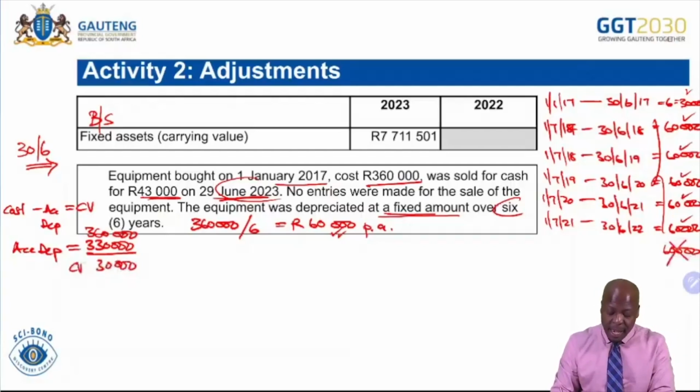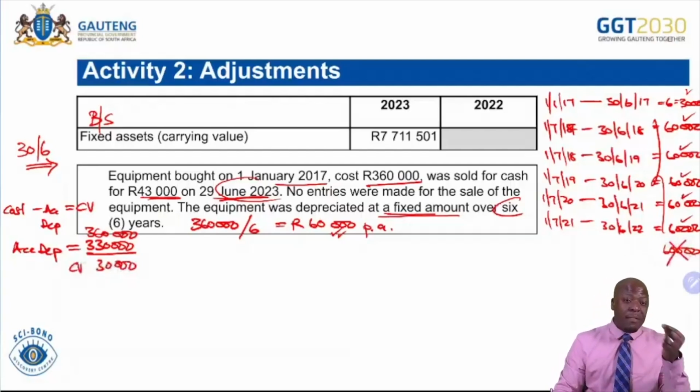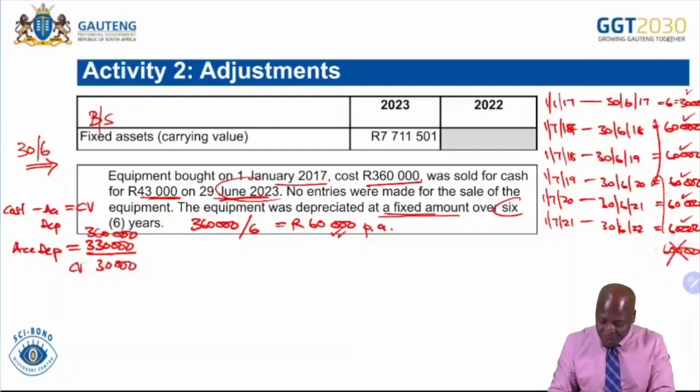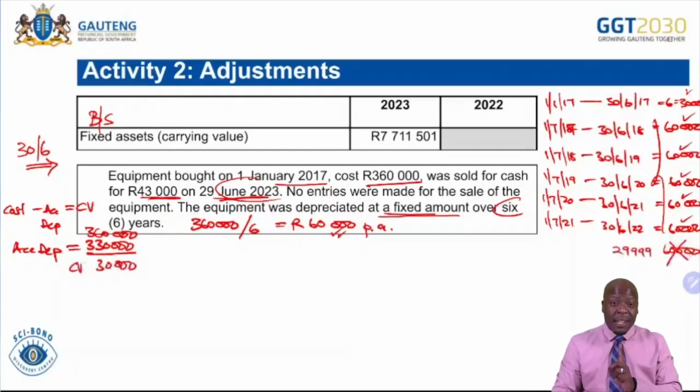That means in this year, this asset, when we got to the end of the year, it could not lose 60,000 like the previous years. It could only lose 29,999. That means it had now reached the 1 rand residual value point. Are you still following me? So when we sold it, it only had a carrying value of 1 rand.